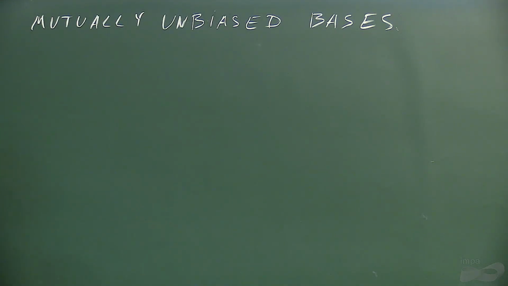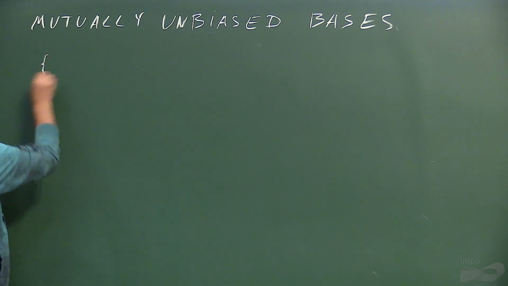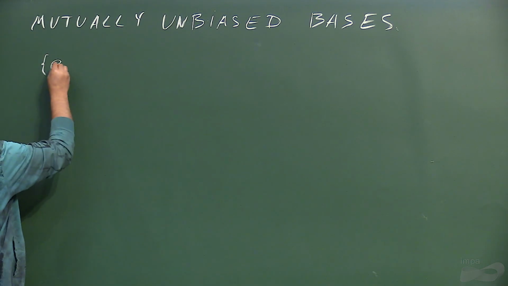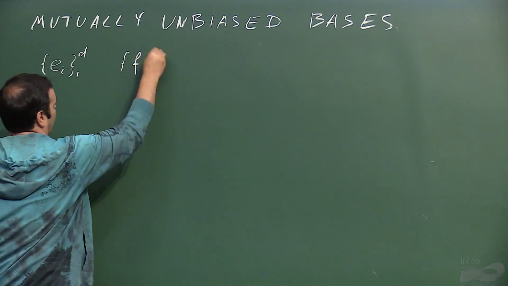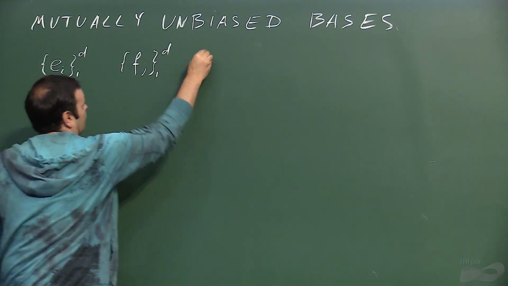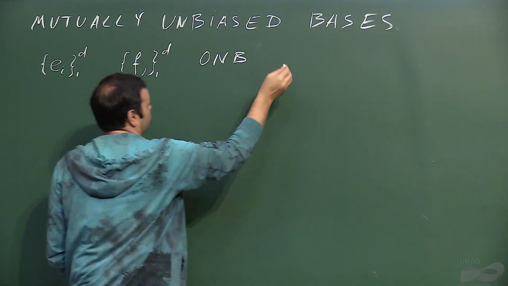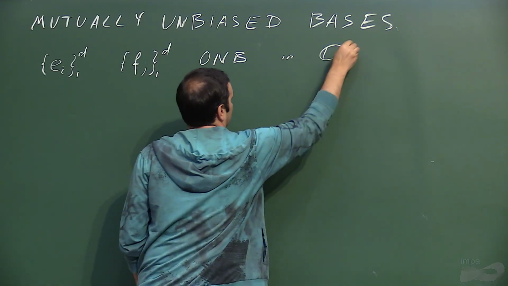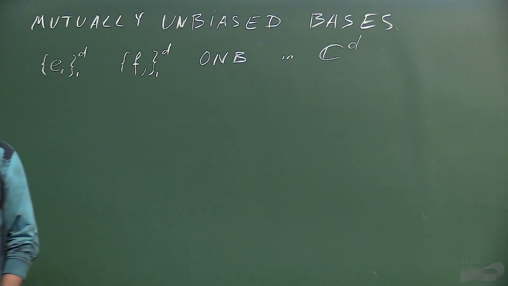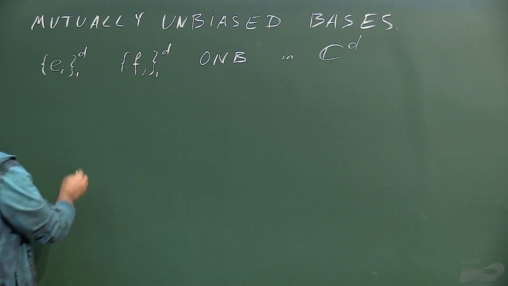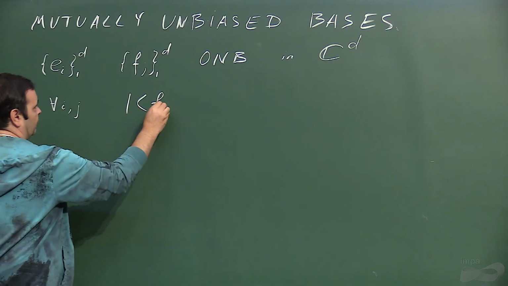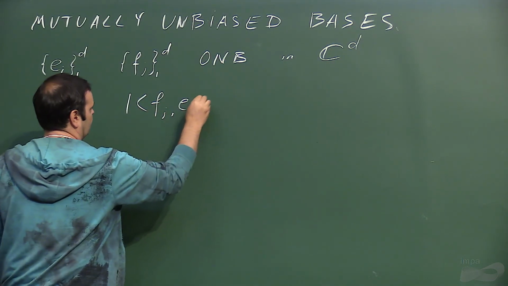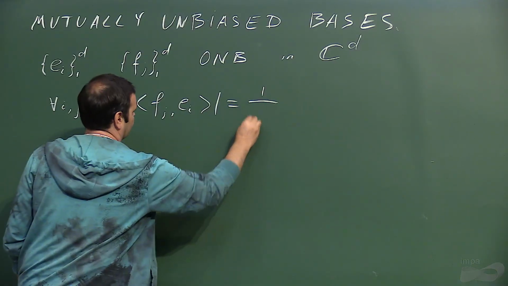So what are these objects? Assume you have two different orthonormal bases in the d-dimensional complex space. So let's say E_i and F_j are two different ONBs in C^d. And we say that they're mutually unbiased if you have the following property: for any i and j, the absolute value of the inner product is equal to 1 over square root of d.